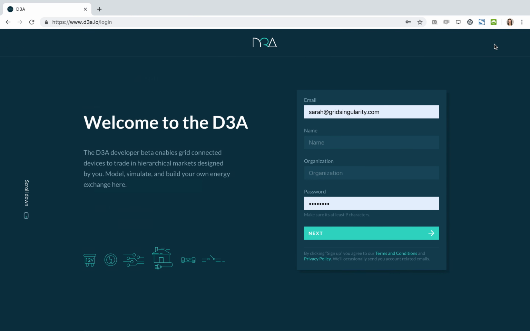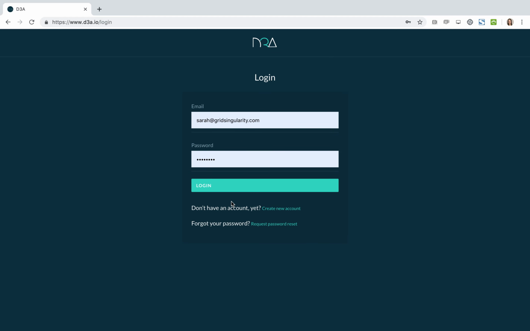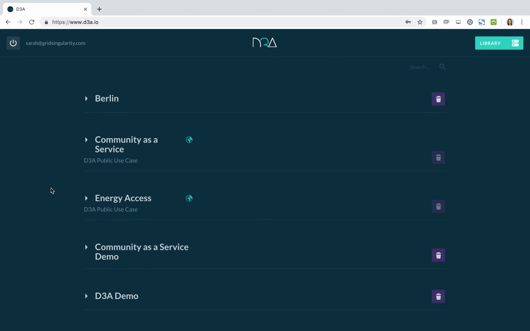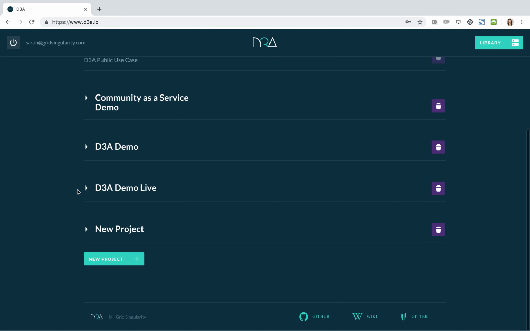So to log in, I'll just log into my account, and then I'll land on the home page. So on the home page, I have my user here where I can log out, and then I have a list of all of the projects I'm working on.